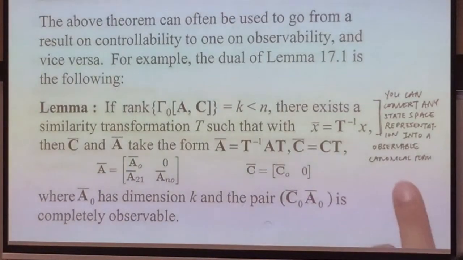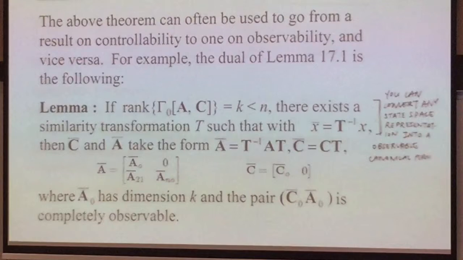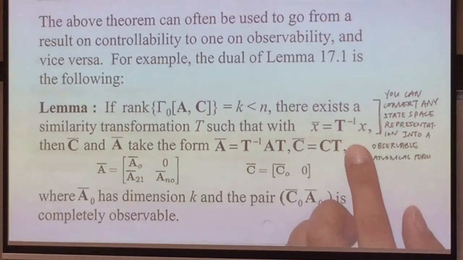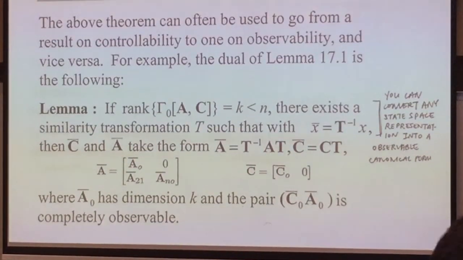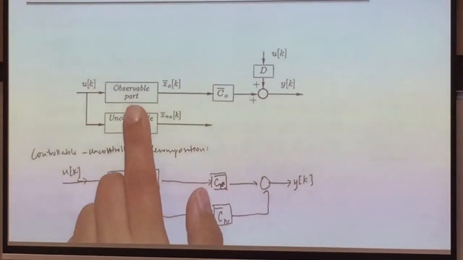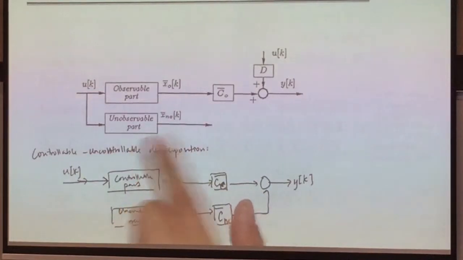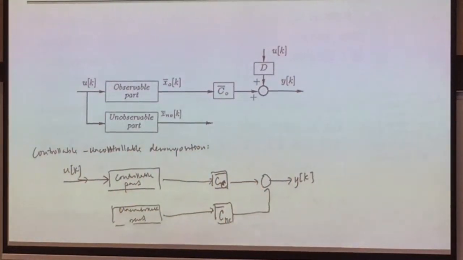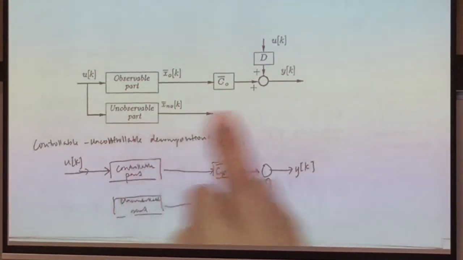This is useless information. It's just saying that the similarity transformation matrix, you can convert a controllable canonical form to observable. Alright? But the main idea here is that if you have an observable part and an unobservable part, the observable part will go into your output. The non-observable part will not go into your output.